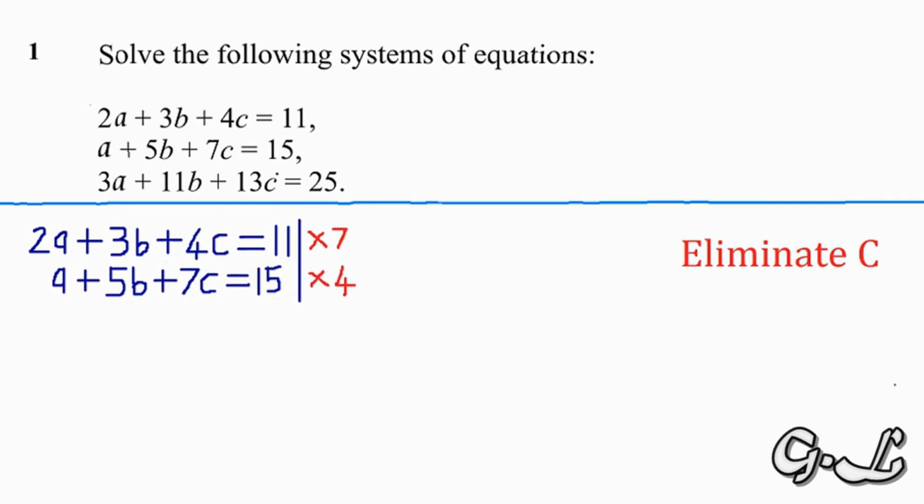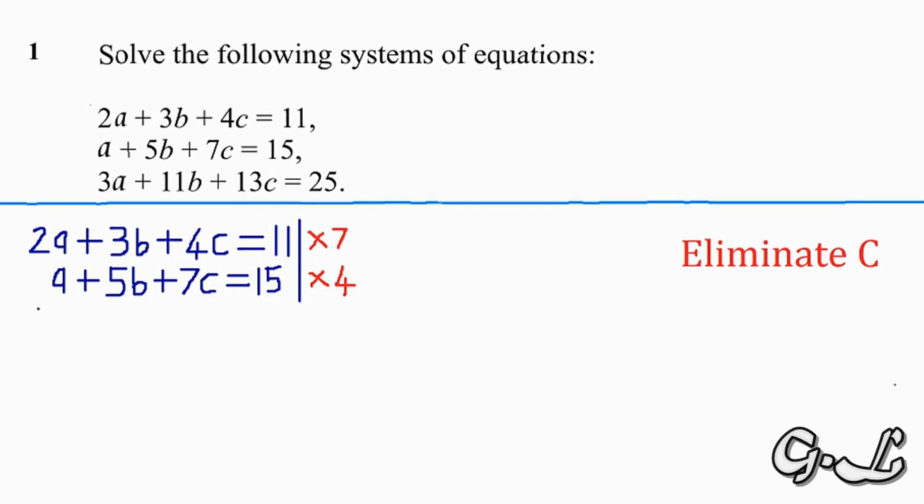So the next thing that we're going to do is perform the calculations. We said that with the top part, we're going to multiply. With the first equation, we're going to multiply each term by 7. And with the second equation, we're going to multiply each term by 4. So let's try to perform the calculations. We're going to start with the top part.